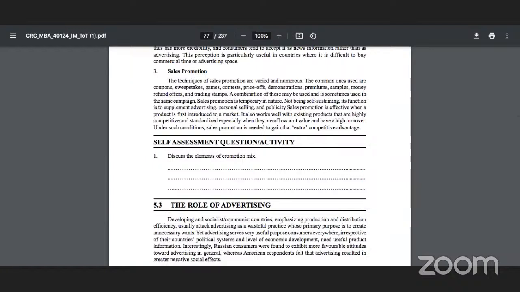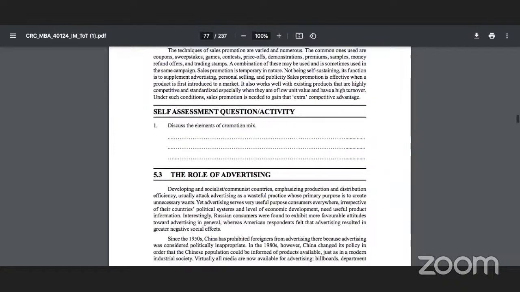It also makes sense when the product is low unit value, because you don't want to give away samples which are highly priced. So there is also a possibility that there is a high turnover. Under such conditions, sales promotion is needed to gain that extra competitive advantage.